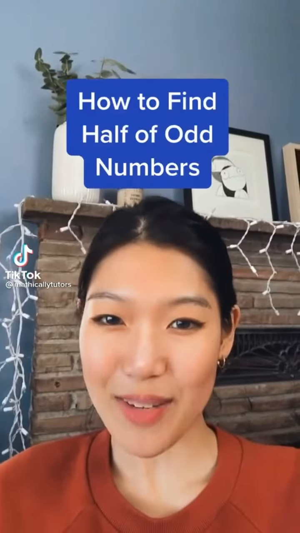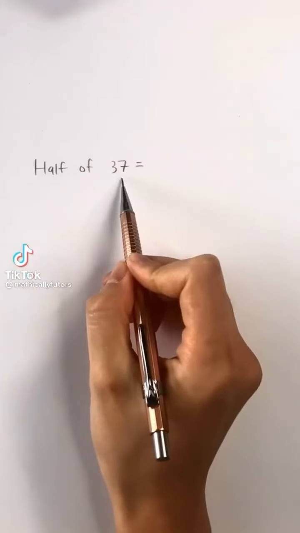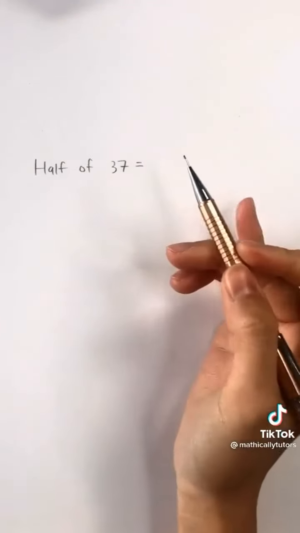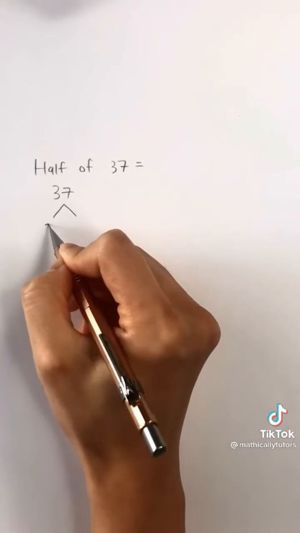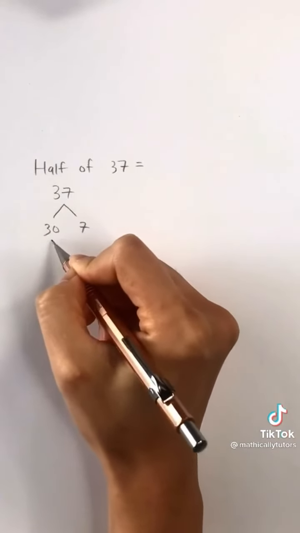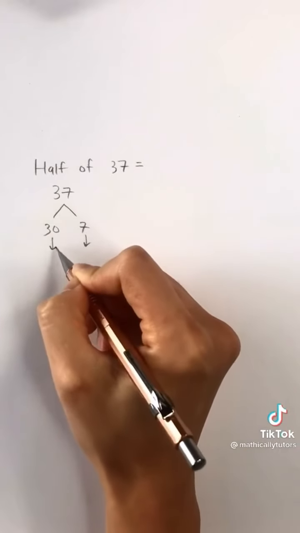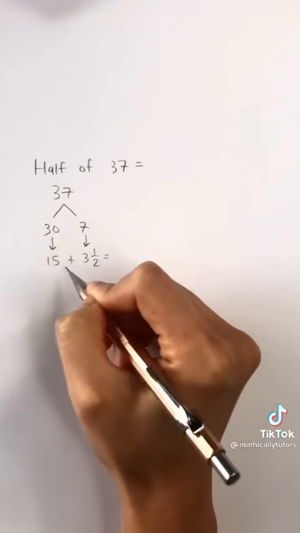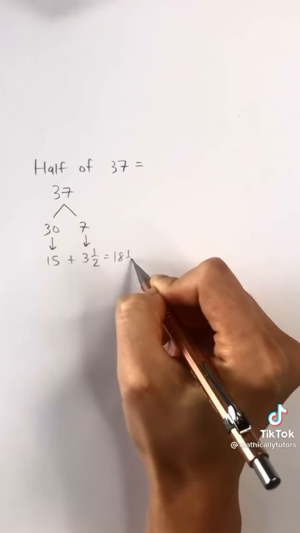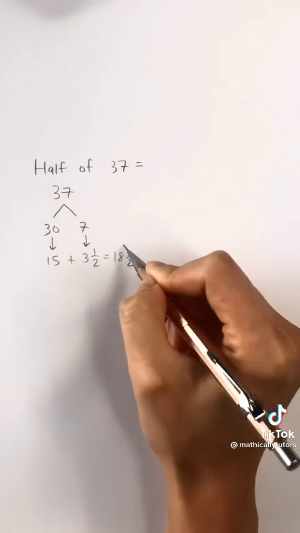How to find half of odd numbers. Let's go. What's half of 37? Well, 37 is an odd number, so they're harder to work with. So I like to break down 37 into numbers that I do like. Well, I know that 30 plus 7 is 37, and take half of those numbers. Half of 30 is 15, half of 7 is 3.5, and you add those up, then you get 15 plus 3.5, which is 18.5. So I know that half of 37 is 18.5.